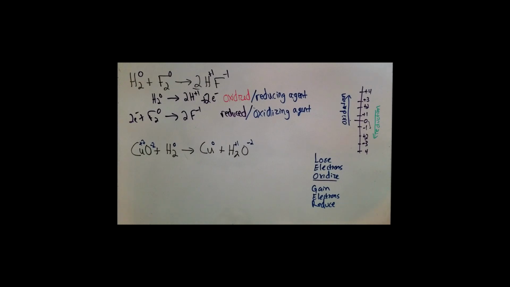So now that we have the charges, let's split these guys up and see who is oxidized and who is reduced. So we have copper on the reactant side going from a +2 to neutral on the product side. Okay, we have oxygen going from a -2 to a -2. All right, well, let's lastly do hydrogen here. Hydrogen's going from a neutral to +1.